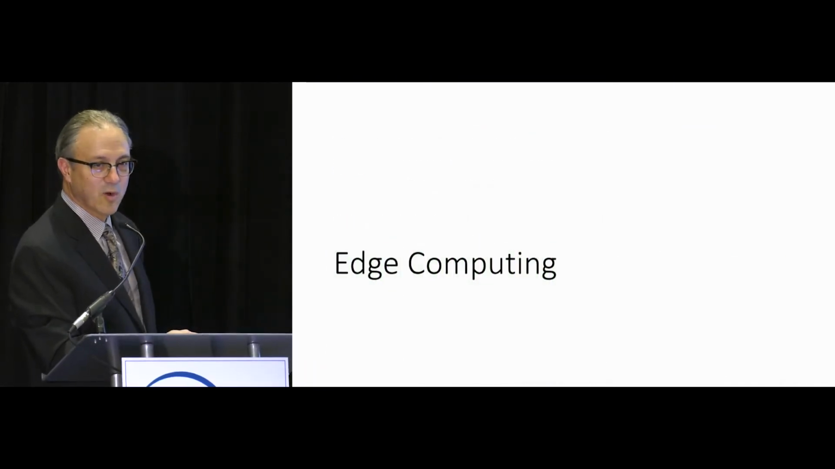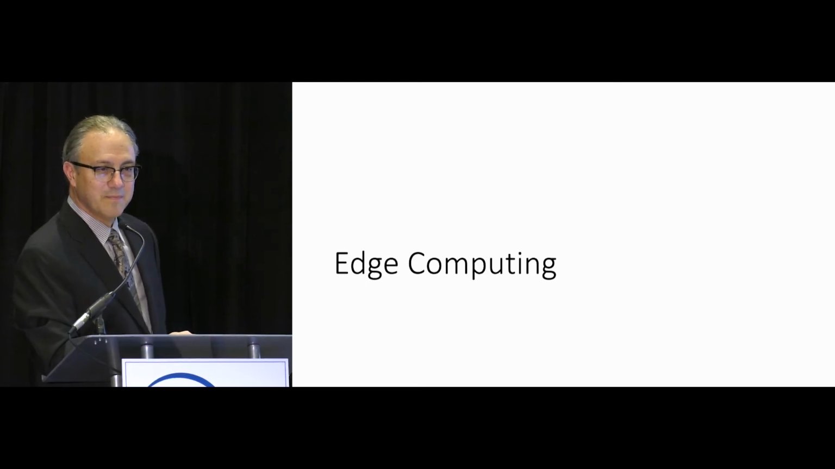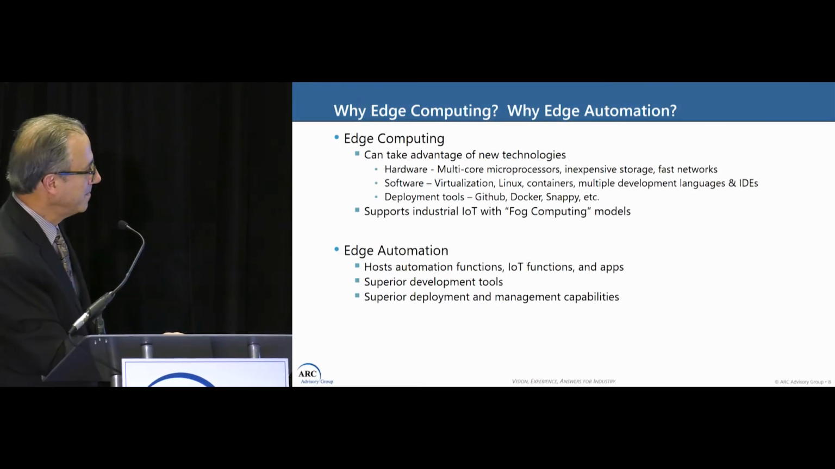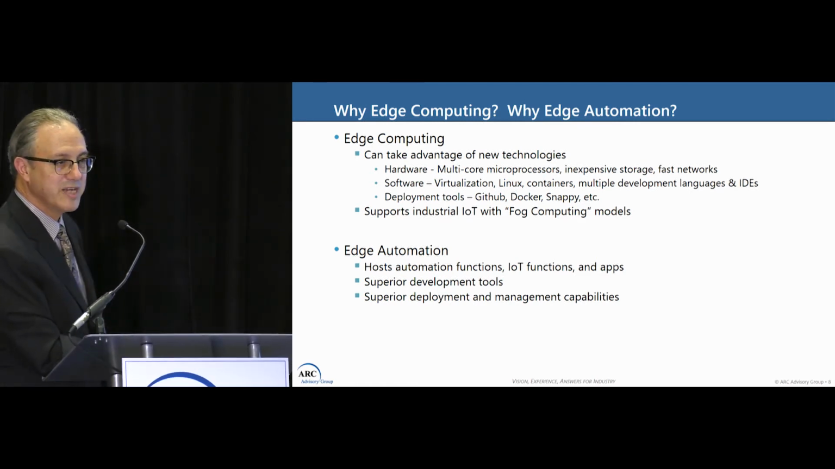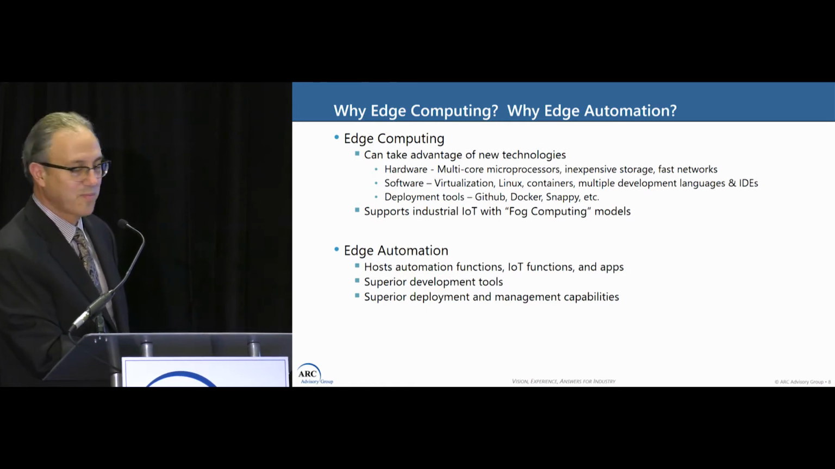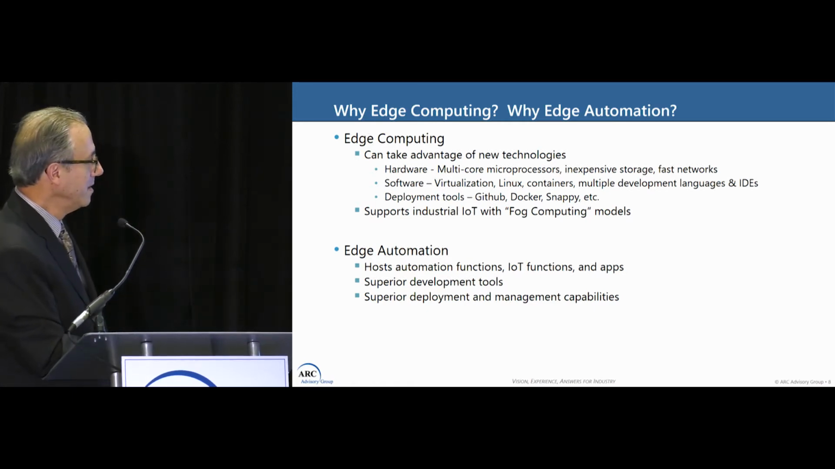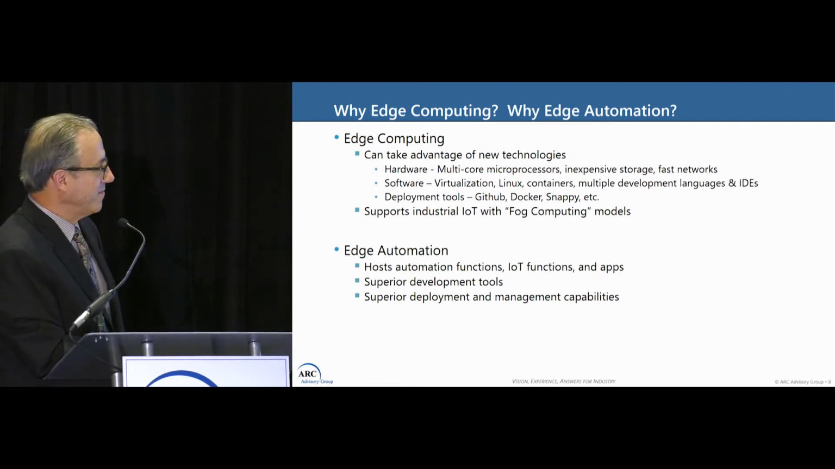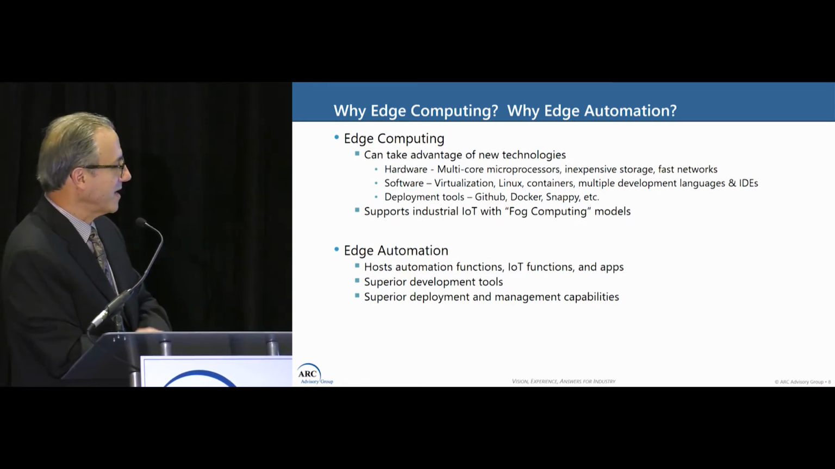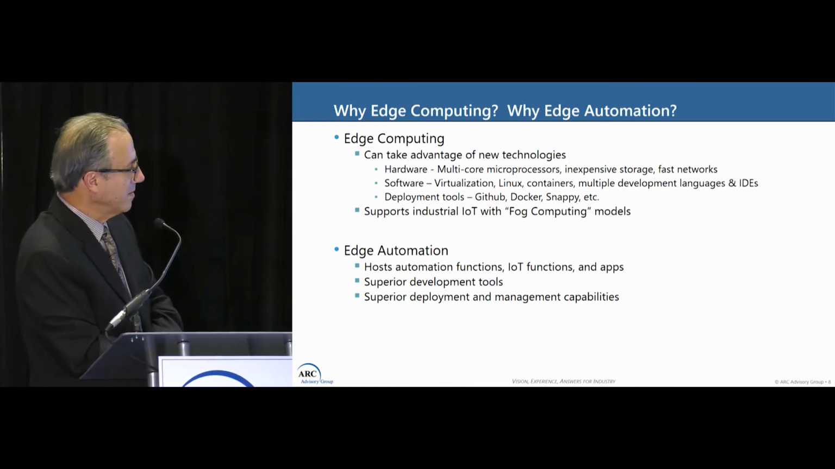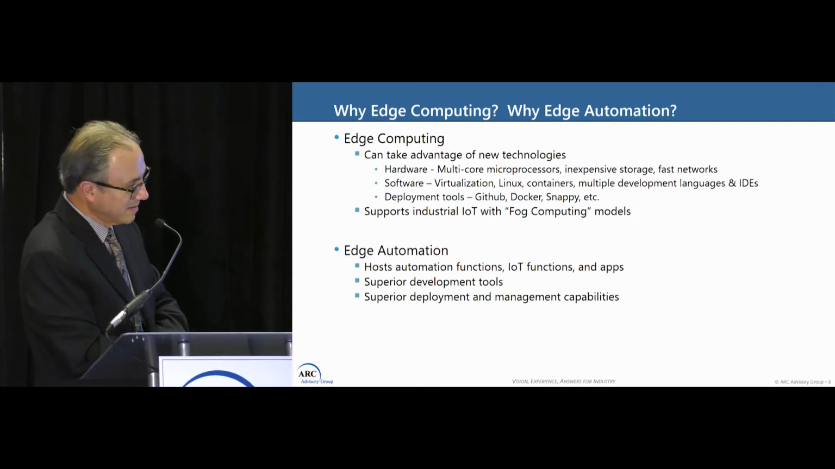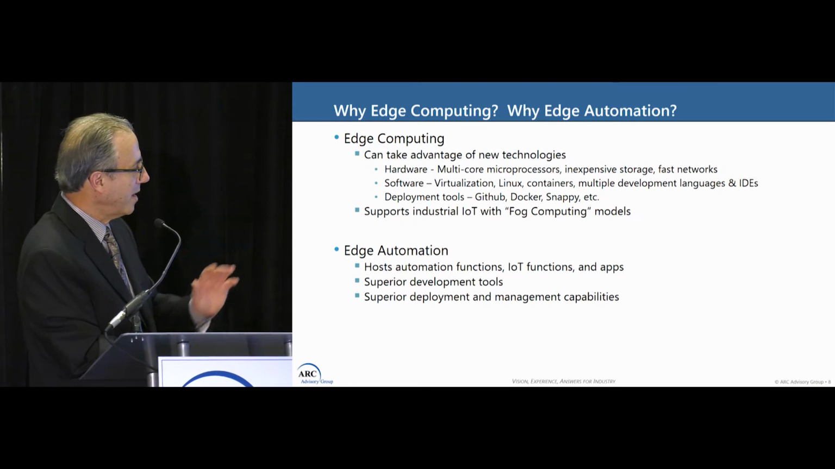So now let's turn to what the generic benefits of edge computing are. Why do we have edge computing? What are its advantages? And why do we want to put automation on the edge, as we are seeing in a number of products? Well, first of all, we can take advantage of new technologies. And these are the kind of hardware and software technologies that I've been talking about, or software technologies especially, in terms of open source software, package management, application management with containers and so on.